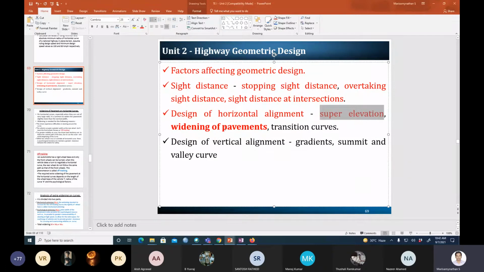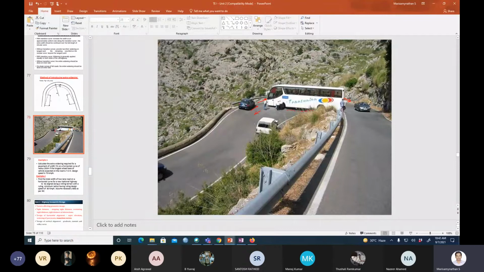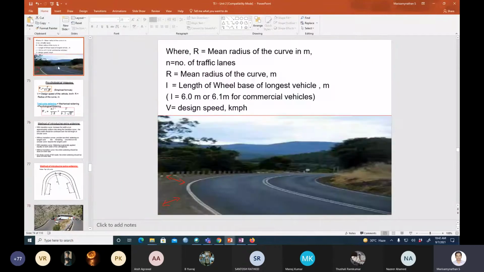Today we are going to cover the component widening of pavement. With this figure, you might be understanding that when it is coming to the turning, we have provided extra widening. Here the bus might be restricted, but in this particular figure you can see how the extra widening is provided for the various applications.